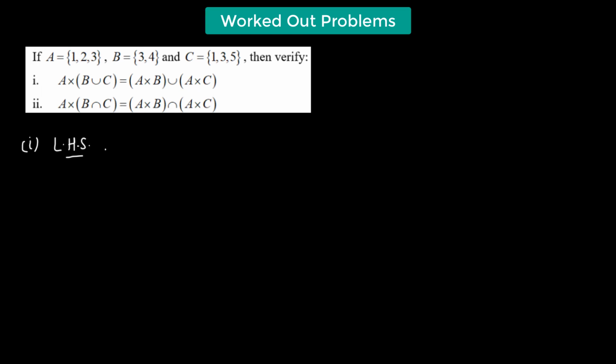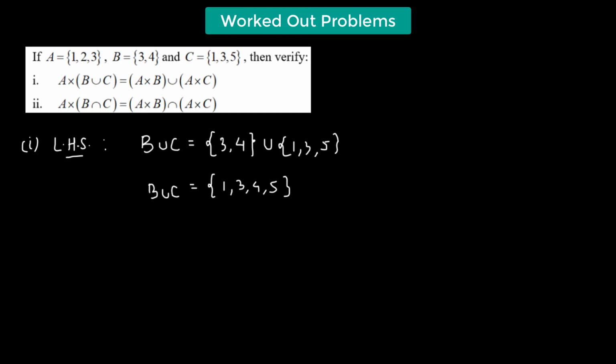So we'll first try to find out B union C. So B union C will be the set containing elements {3, 4} union {1, 3, 5}. We know that union means we have to take all the elements present in both these sets. So we have 1, 3, 4, and 5. So this is the value of B union C. Now we're going to find the Cartesian product of A with B union C.